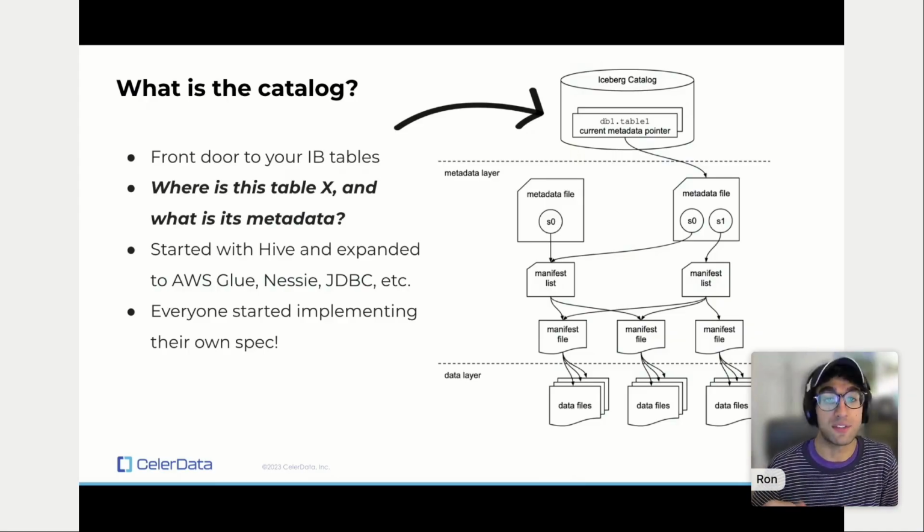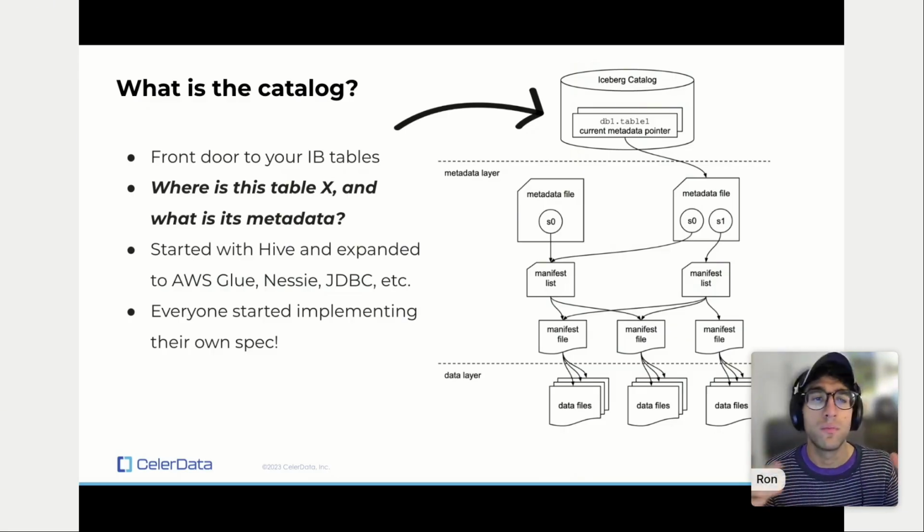On the right hand side, you can kind of see where it sits with respect to the rest of a stack. So you have the Iceberg catalog, you have the metadata layer, and you have the data layer, which actually has the data file sitting there. But it roughly answers, where is my table X and what is its metadata, right? Started with Hive, and it expanded over to Glue, Nessie, JDBC. These are all kind of the catalogs that we're familiar with now.